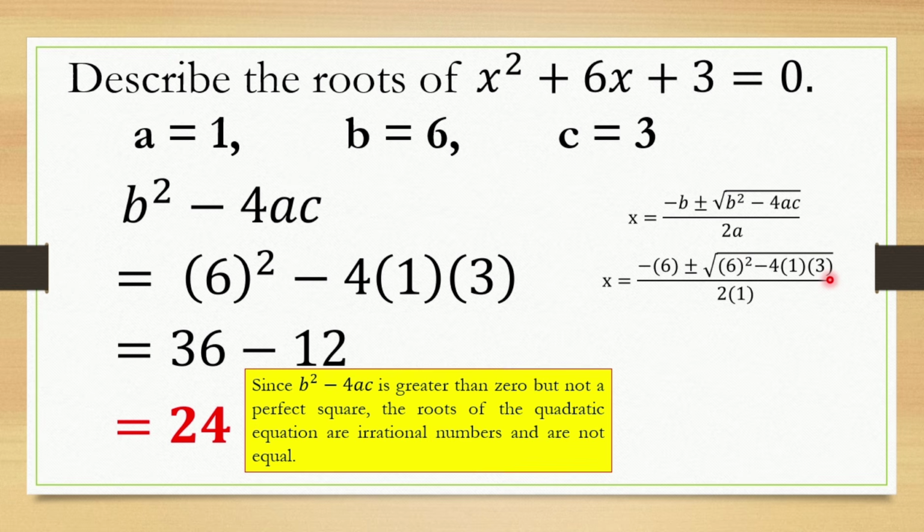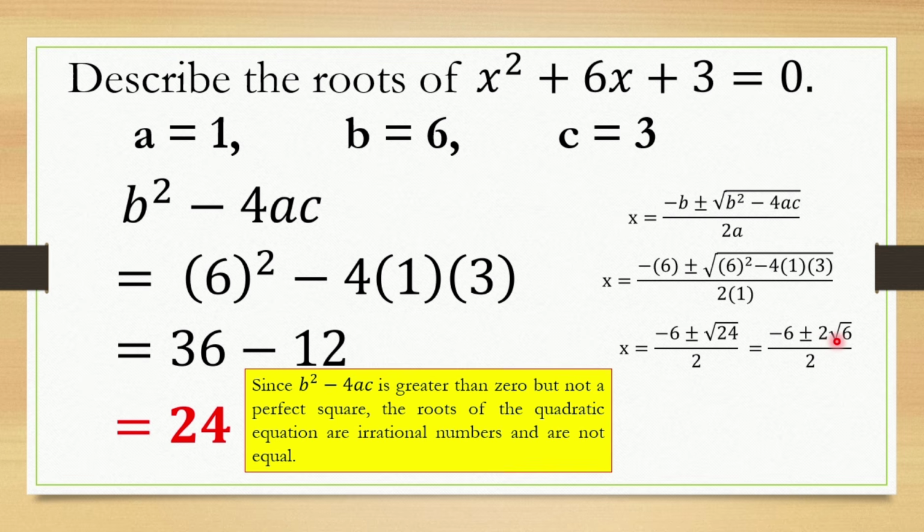So wala namang mahirap sa pagsasubstitute, no? Actually, ang ginagawa lang natin, puro substitution lang. Okay? All over 2 times 1 since this is a. So our a is 1. Let us simplify. So we will have negative 6, positive or negative square root of 24, all over 2. So that is equal to negative 6, positive or negative 2 square root of 6.